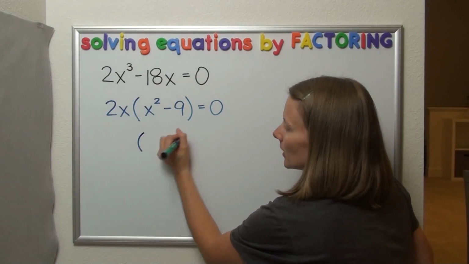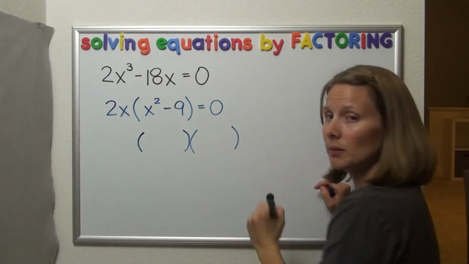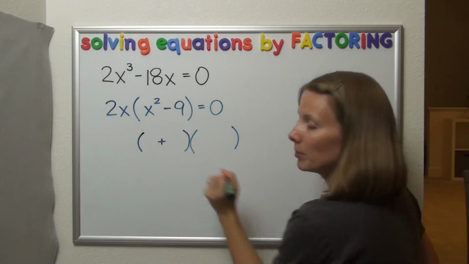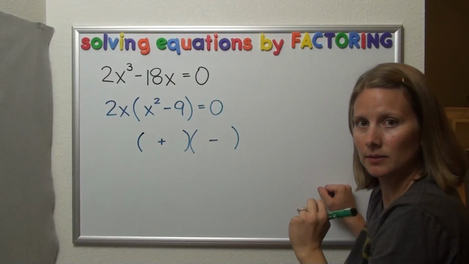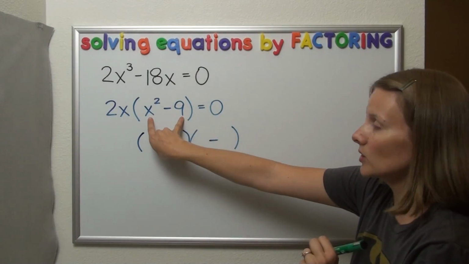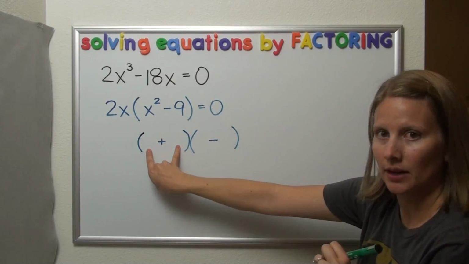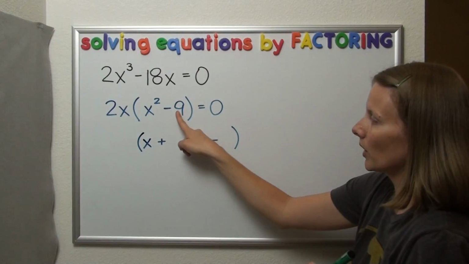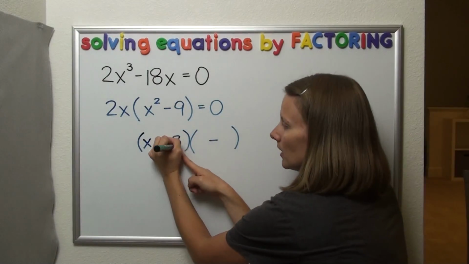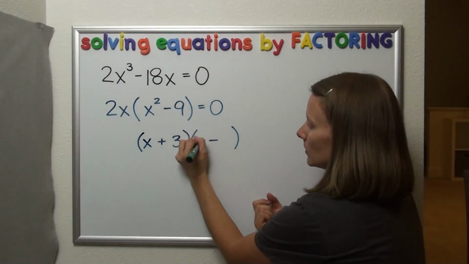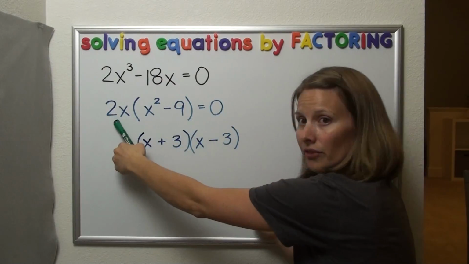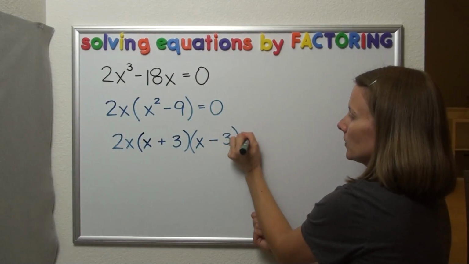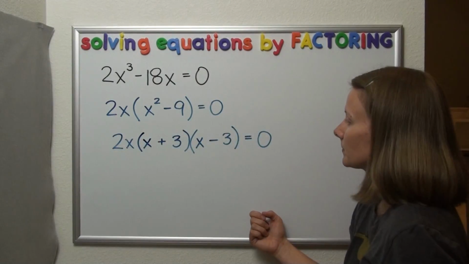For a difference of squares, we can set up our parentheses. We know it's going to be something times something. For a difference of squares, we'll have one with a plus sign, one with a minus. And since it's that difference of squares, we're going to take square roots straight down. So the square root of x squared is an x. The square root of 9 is a 3. And then we copy those terms over here. Don't forget the 2x, it's still out front. And don't forget that equals 0, it's still an equation.